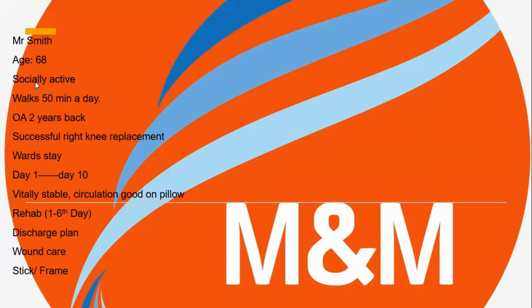His stay in the ward was 10 days. Let's say it was uneventful, like there was nothing significant. And he was vitally stable with good circulation. Let's say these are things that have been written in his ward stay. Then we have the rehabilitation. In the rehabilitation, the patient remains for 6 days. Then we have some techniques for the rehabilitation, such as gentle exercises, use of a frame, and so on, right?